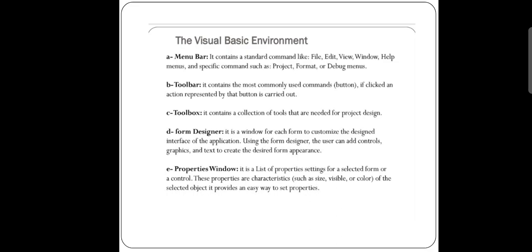Next in the environment is the toolbar. It consists of the mostly used commands as buttons. If we click one, the action represented by the button is carried out. Next, the toolbox. The toolbox contains a collection of tools that are needed to design a project in the form layout window. Next, the form designer. In the form designer window, we design as the user needs. Next, the properties window. Whatever we need to change in the form, we can change through the properties window. These properties are characteristics like size. We can change the text size, text color, form background color, and form color through the properties window.